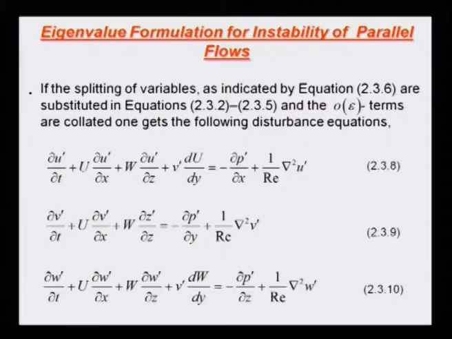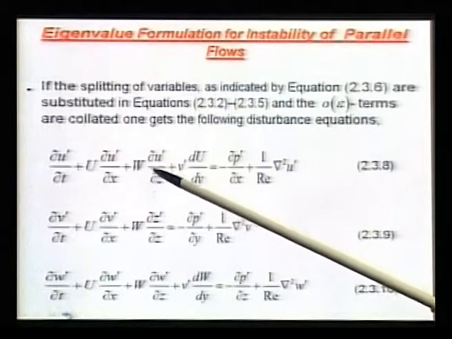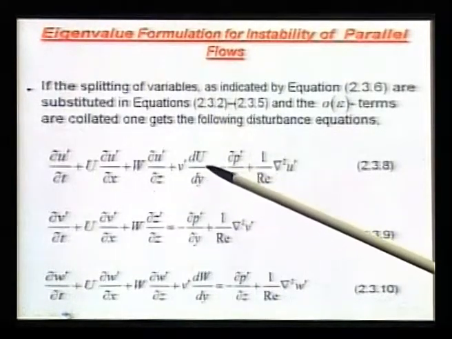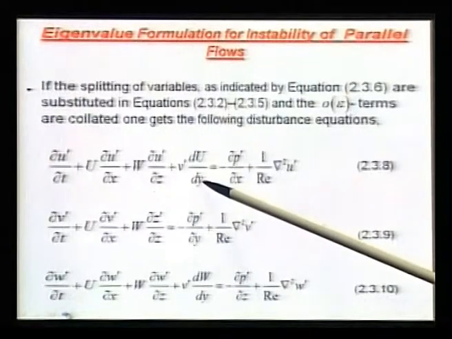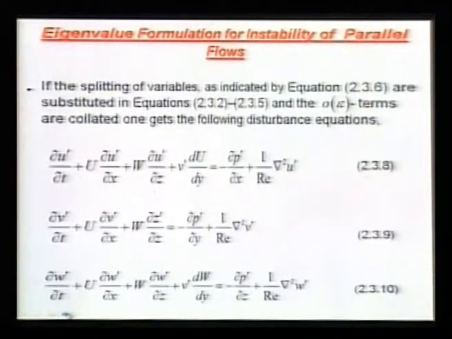What about the other term? We will have V del u by del y, and that contribution would come only from the mean flow part, which I am writing here by an ordinary derivative. So, that is what you get. The pressure gradient term, I have written it like this.